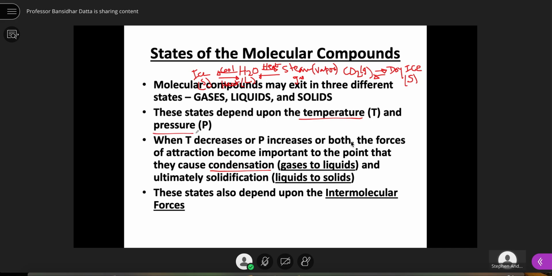And the next one is pressure. Temperature, as you probably know, is always expressed in terms of degree Kelvin, and Kelvin equals the Kelvin scale.